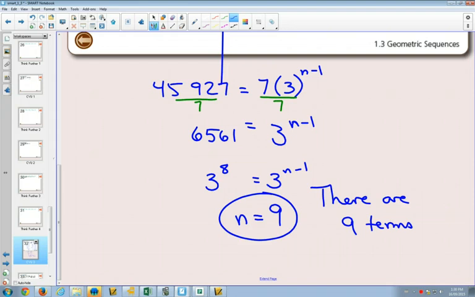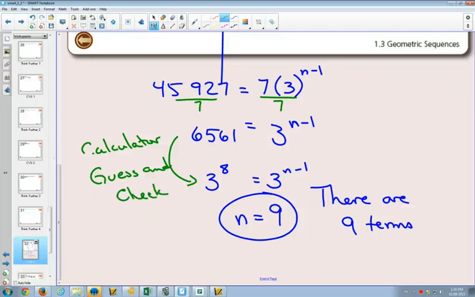So this step from here to here, what did we do? We used our calculator, and we used guess and check. If we were finding out how many terms, we know that n has to be a nice number. Otherwise, we can't have 9.5 terms to a sequence. So it doesn't take us too long to guess and check and find that value.